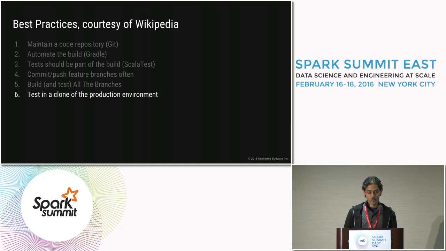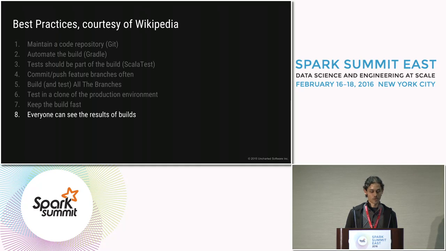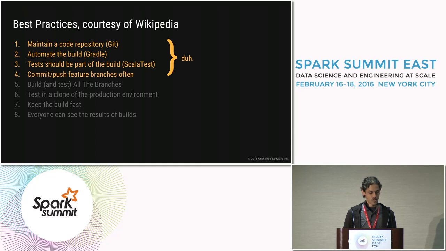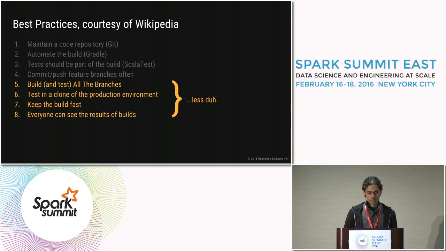Six, test in a clone of a production environment. Don't forget this one. It's probably the most important one that I'm going to be talking about today. Seven, keep the builds fast, at least do your best anyway. And eight, everyone must be able to see the results of the build. It's important to have visibility into the results of branch builds so that developers make good decisions and make them early. So I'm going to go out on a limb here and assume most people are doing this much with their Spark applications. But this part is significantly less trivial.